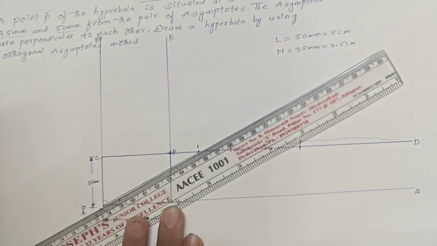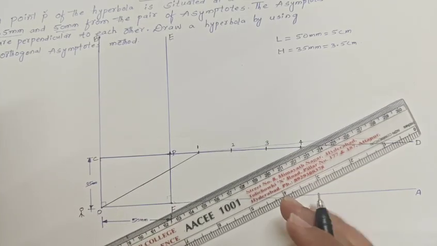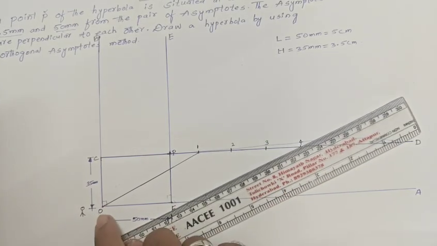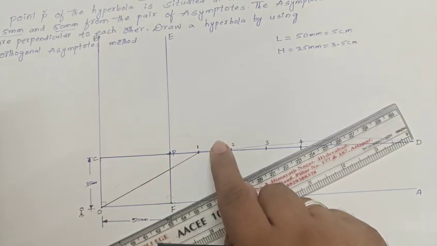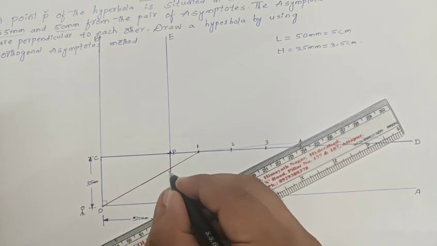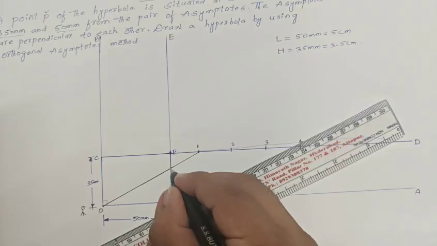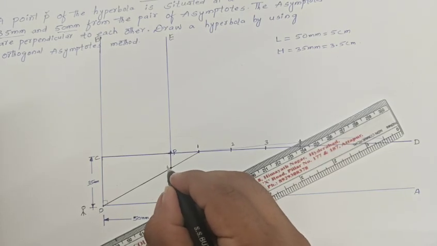This line should be very light. We have to use H pencil. This pencil, we have to use H pencil. Just join them. The observer observes from origin to 1 line. The projection will fall on the vertical line. So this point, what we can say, 1 dash.